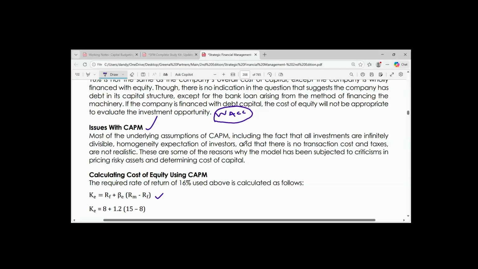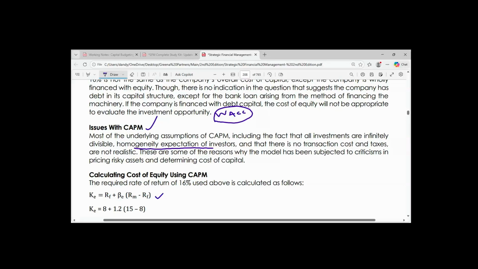Not in all cases. Another assumption of CAPM is that of homogeneity of expectation of investors. That is, all investors have the same expectation in terms of return and the risk associated with the investment, which is not true because every investor has different kinds of risk appetites. All right, the risk tolerance of each investor is different from the other. Therefore, the assumption of CAPM that investors have homogeneous expectations in relation to return and risk is not realistic in any case.